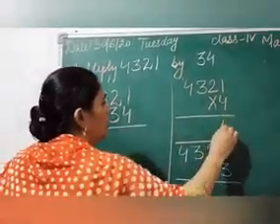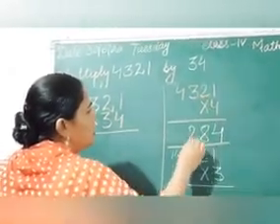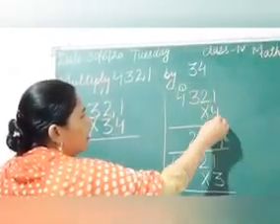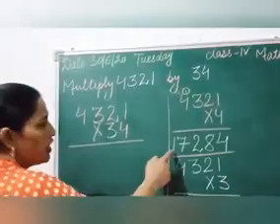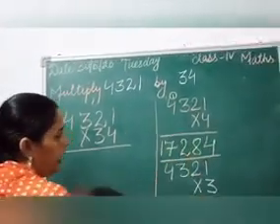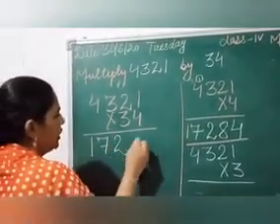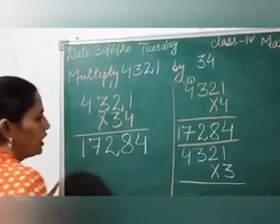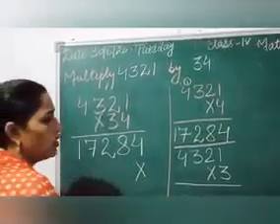4 1s the 4, 4 2s the 8, 4 3s the 12, 1 carry will be there. 4 4s the 16 and 1, 17. Yes, we got 17,284. What we will write here? 17,284, and a cross will be here. Now we will do the second product.